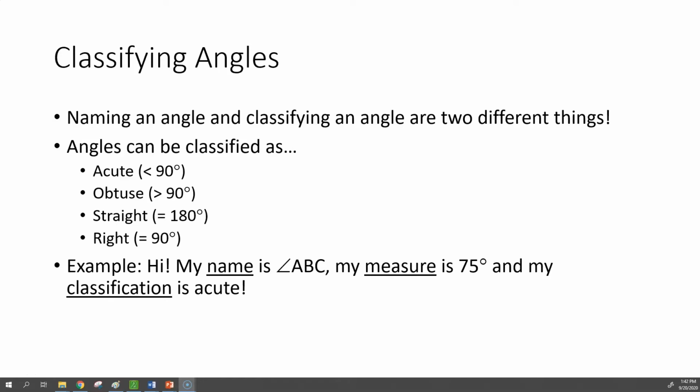So here's the difference between naming something and classifying something and measuring something. You could say, hi, my name is angle ABC. That's my name. My measure is 75 degrees. And my classification is acute. And I'm acute because I'm less than 90 degrees.